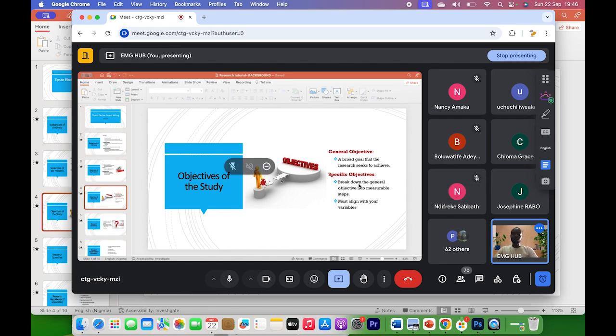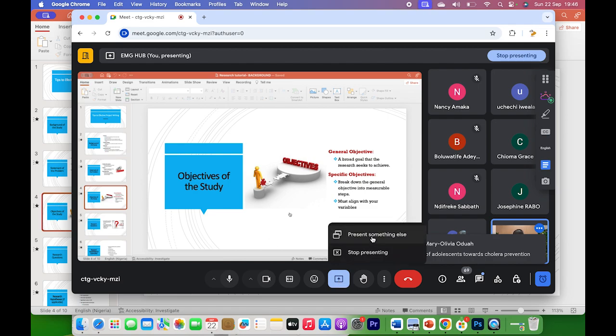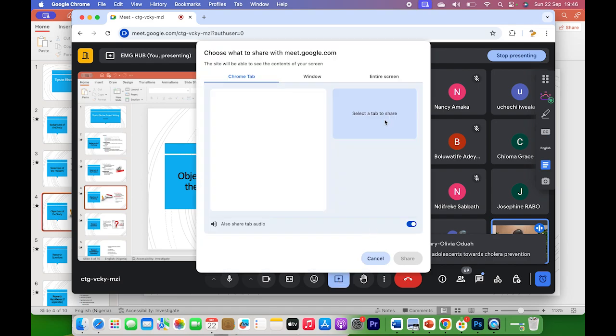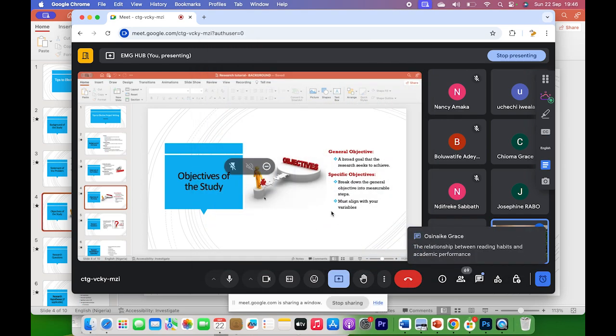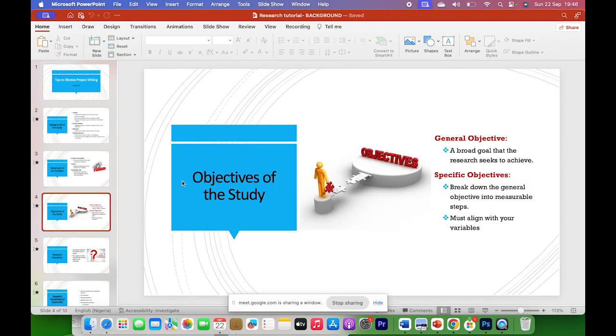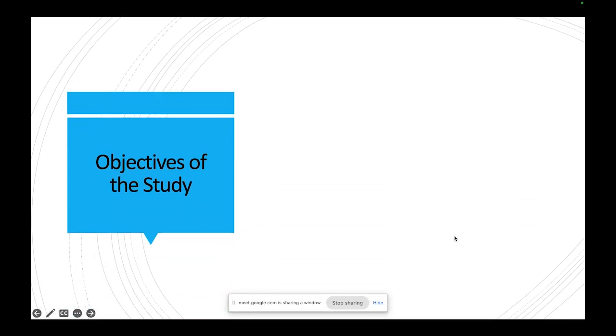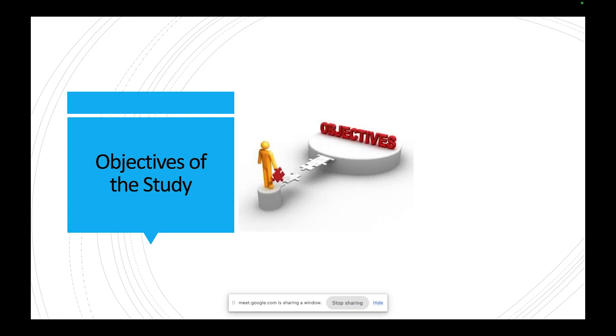Okay, so now the next thing we need to talk about, after your problem statement, is actually your objective. In objective there are two basic things to look at. I'm trying to project again. I don't know if you can see my screen. There are two basic things you talk about in the objective of the study, and that is your general objective. Your general objective will come from the broad objective of your study.